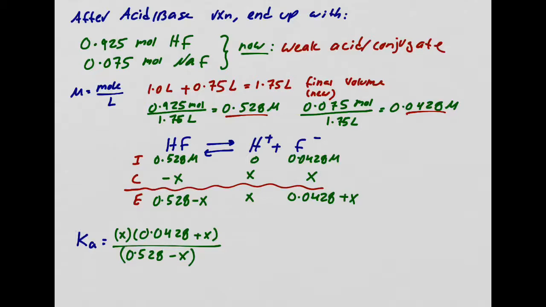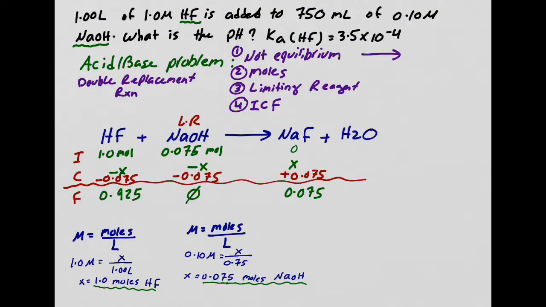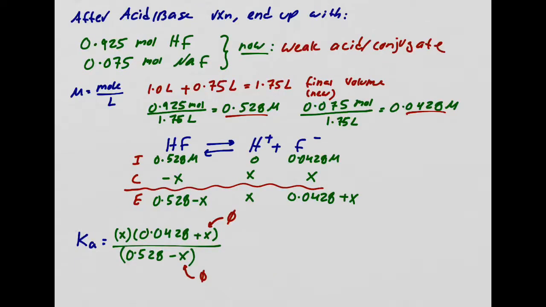Okay. Now, to make the math easier, and it's okay to do that, we can assume this x is 0 and this x is 0. You can do that in this class because I want the math to be a little bit easier. I don't want to focus on math right now. So for K, what was my K value? I gave you the K value. The K was 3.5 times 10 to the minus 4, equal to x times 0.0428 over 0.528. And I'm going to solve for x. You guys are following me so far? Good.